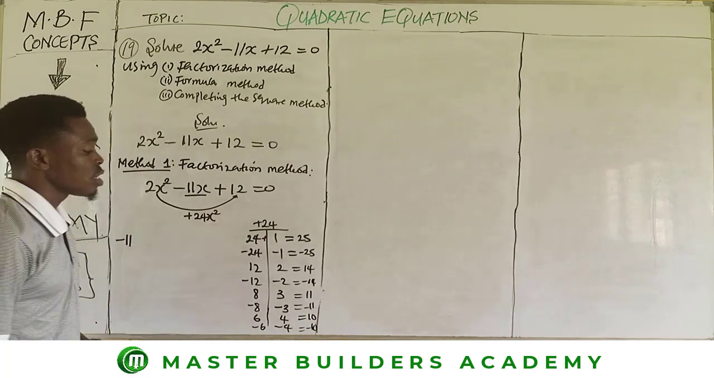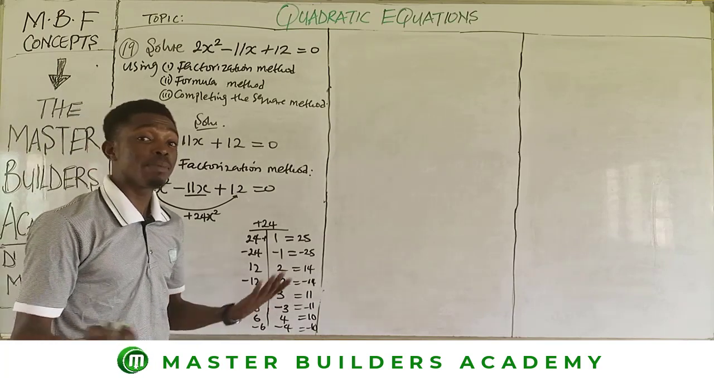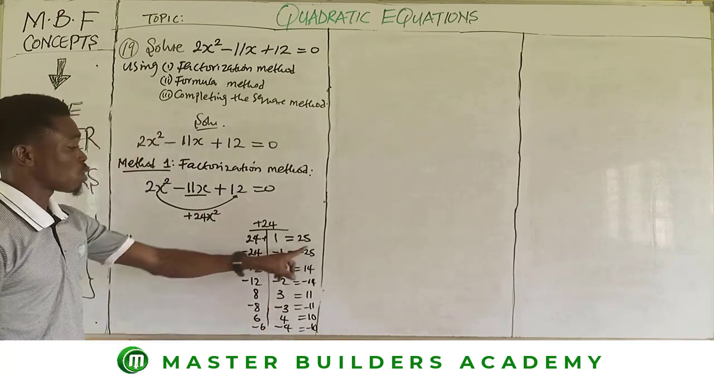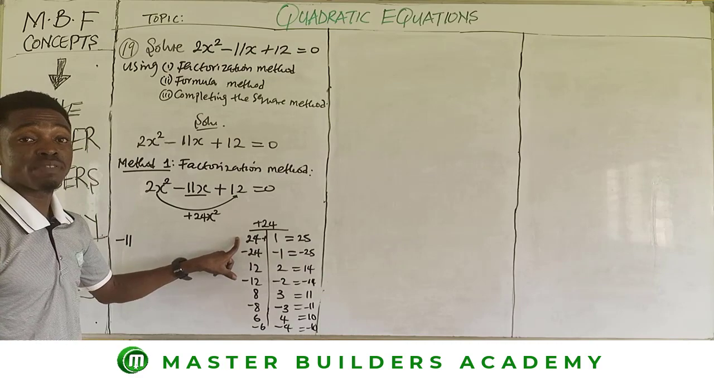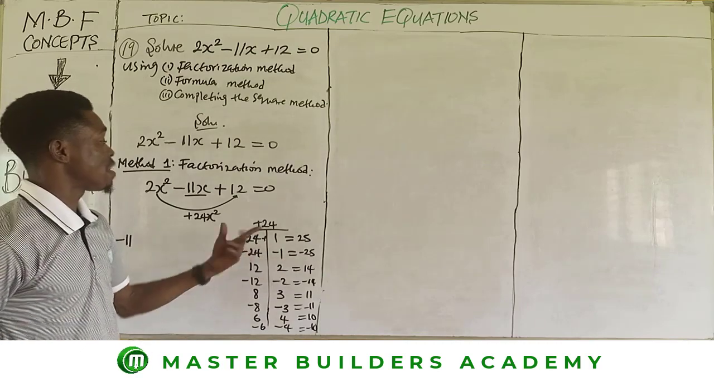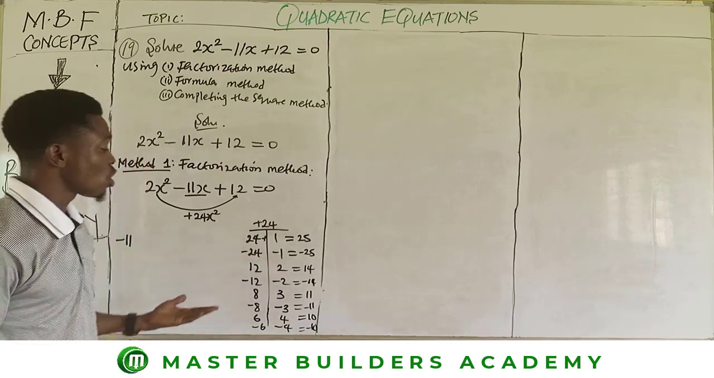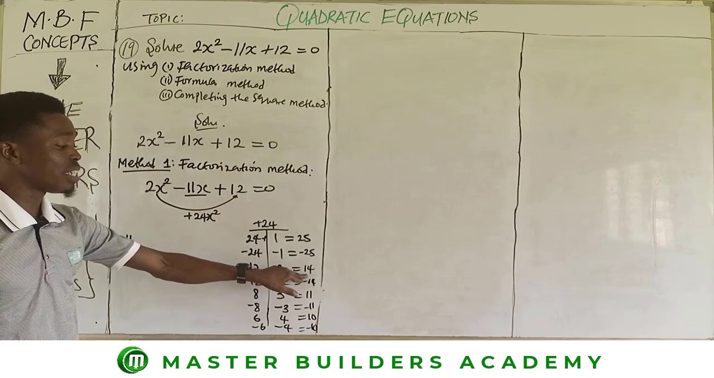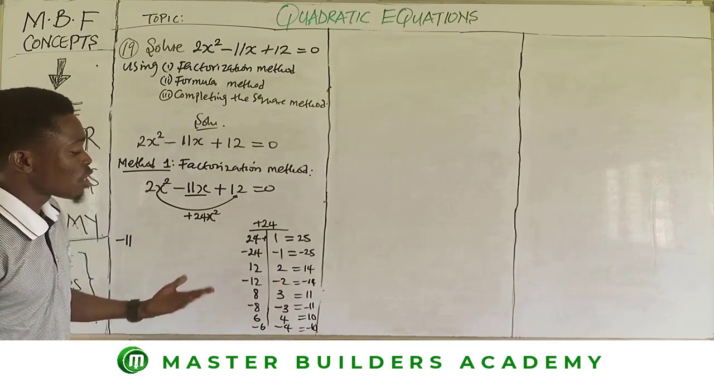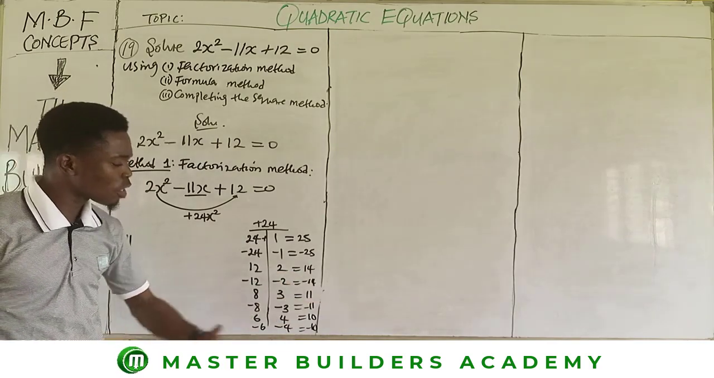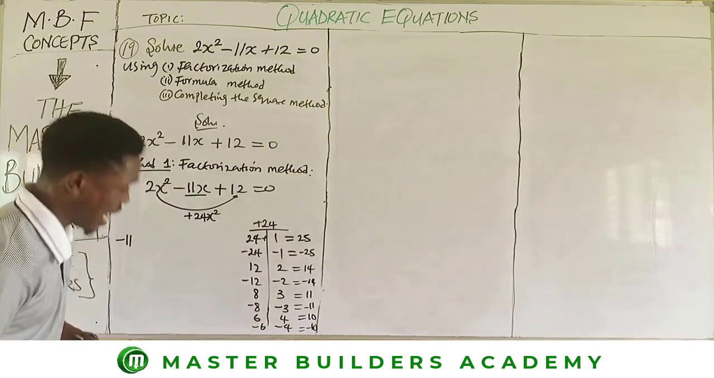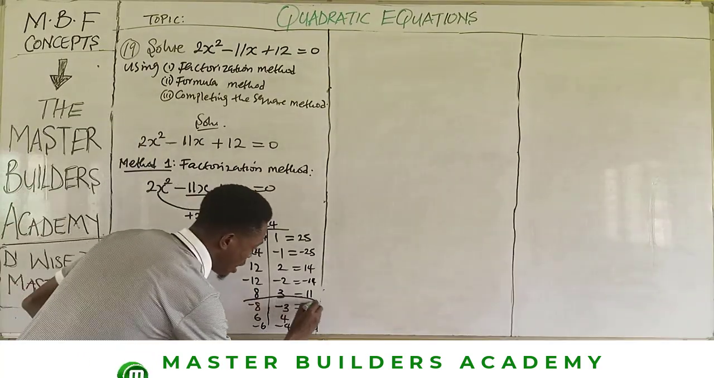But what controls the option we are going to pick here is the middle term. So if the middle term is 25, then we will go with the first one, plus 25. If the middle term is minus 25, then we will go with minus 25. If the middle term is plus 14, we will go with this, or minus 14, we will go with this. If the middle term is plus 11, we will go with it, but the middle term is minus 11 here, guys. We will be going with this.